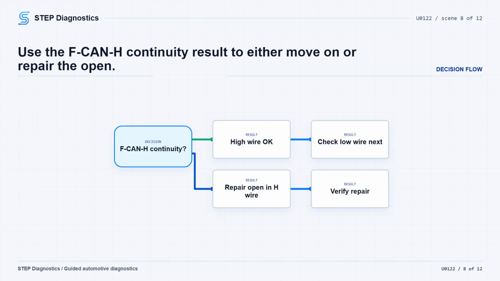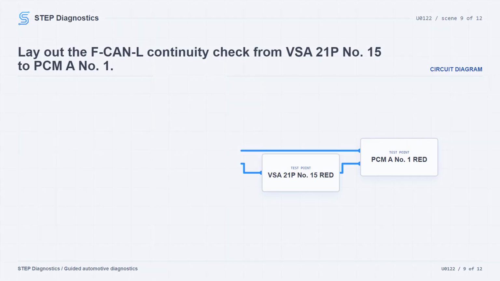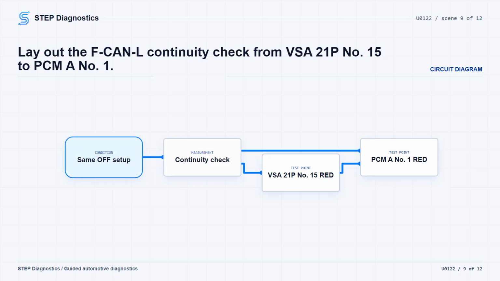If there is no continuity, repair the open in the FCAN-H wire between PCM A2 and the VSA Modulator-Control unit. Then verify the repair. Now check continuity on the FCAN-L circuit. The test condition stays the same: IG LOCK 0 or OFF mode, PCM connector A51P disconnected and the VSA Modulator-Control unit 21P connector disconnected. Check from the VSA Modulator-Control unit 21P connector No. 15 red to PCM connector A51P No. 1 red.